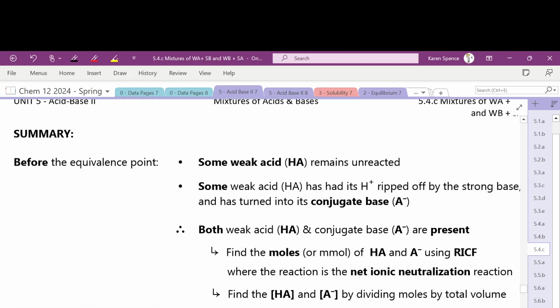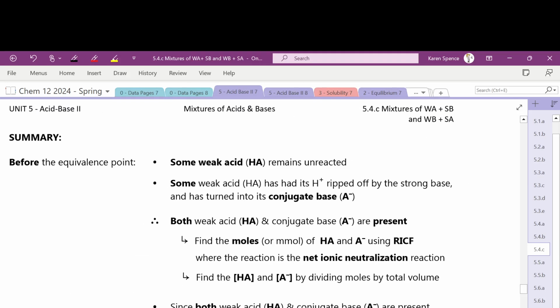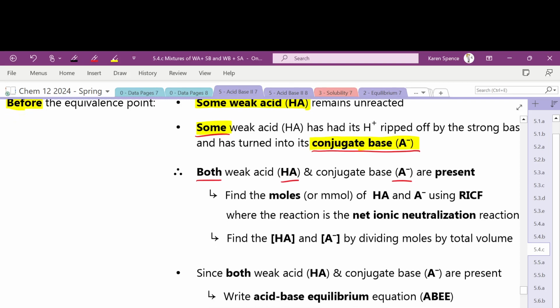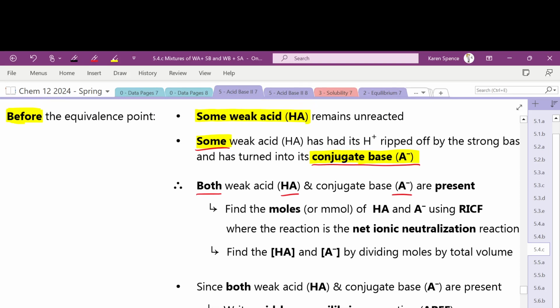Okay, so here's a summary. Before the equivalence point, you have some weak acid, HA, and some weak acid has turned into its conjugate base, A minus. So you have both HA and A minus. You're not going to have to do these calculations. You're not responsible for these calculations.